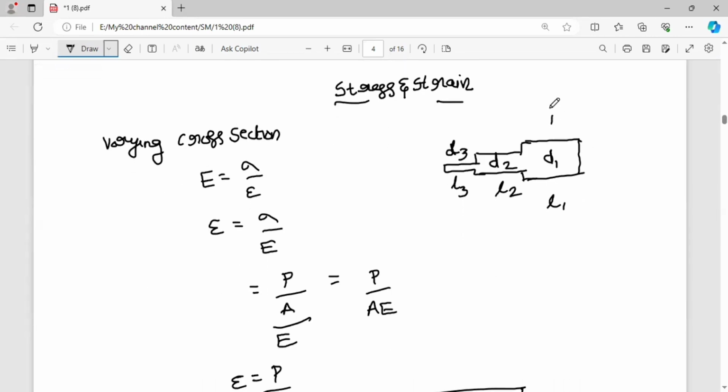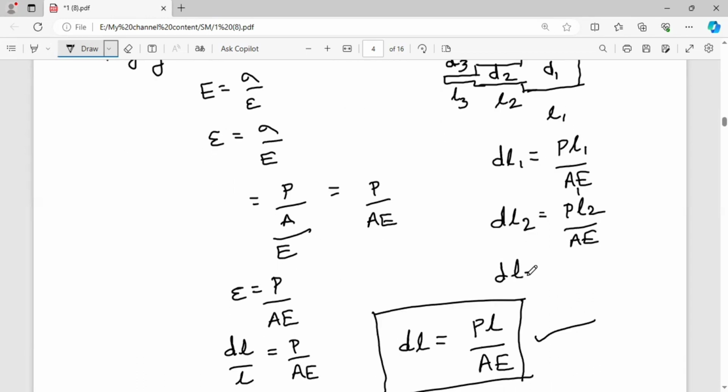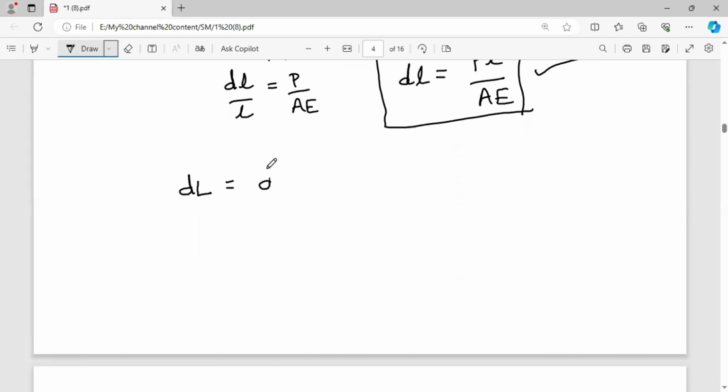For this we take the first component, the second component, and the third component. The change in length dL1 equals PL1 by A1 E. Next, dL2 equals PL2 by A2 E. In the similar way, dL3 equals PL3 by A3 E. For the total change we can calculate dL1 plus dL2 plus dL3.